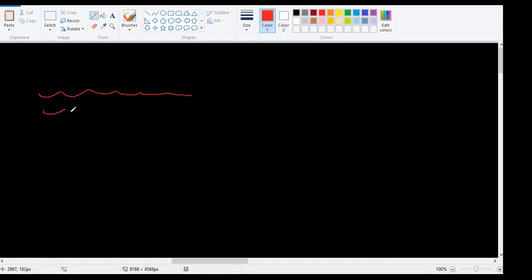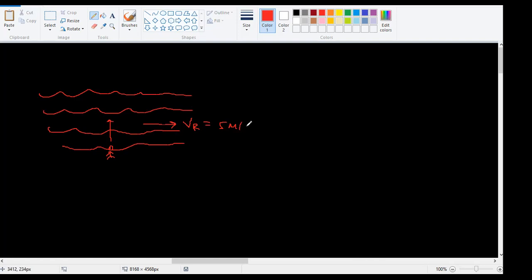Let's say there is a river here, and one guy is trying to cross the river. So he's swimming like this. He thinks that he is swimming this way, but then the river motion is also pushing him this way. So the velocity of the river is going to be, let's say, 5 meters per second. And let's say this guy is able to swim at the speed of, say, 1 meter per second.